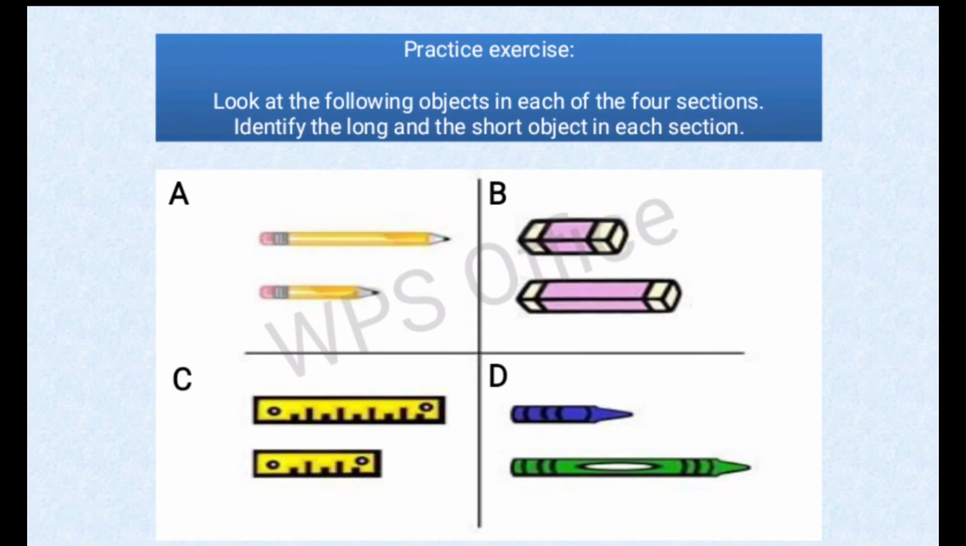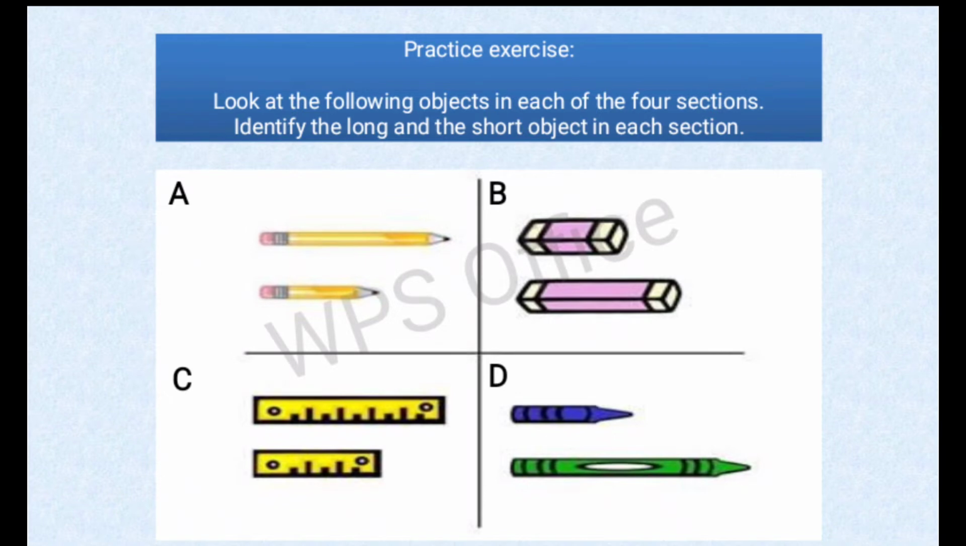Let's have a practice exercise. Look at the following objects in each of the four sections A, B, C, and D, and identify the long and short object in each section. In the first block, pencil A is long while pencil B is short. In picture B, the first eraser is short while the second eraser is long.